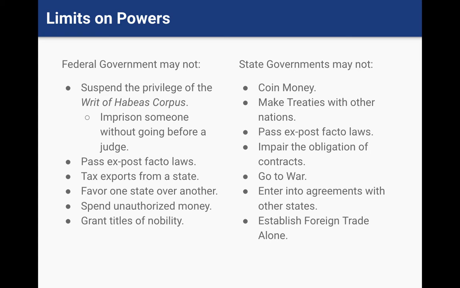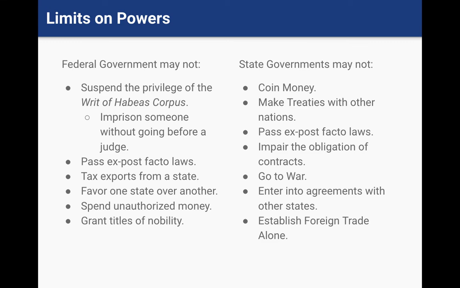States can't make treaties with other nations. Michigan can't go and make a treaty with Canada. They also cannot pass ex post facto laws. They can't impair the obligations of contracts. This is why you should always read your contract, through employment or any other type, thoroughly so you know exactly what's in it, because once you sign that, you are required to fulfill your obligations there.